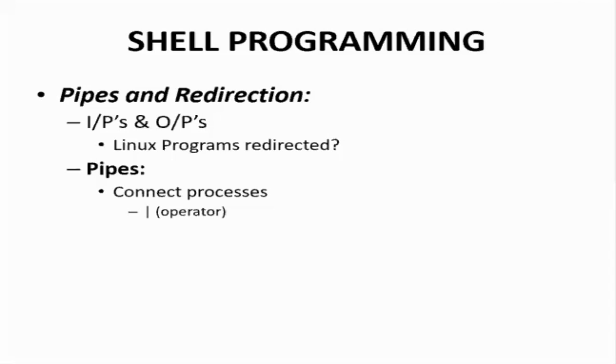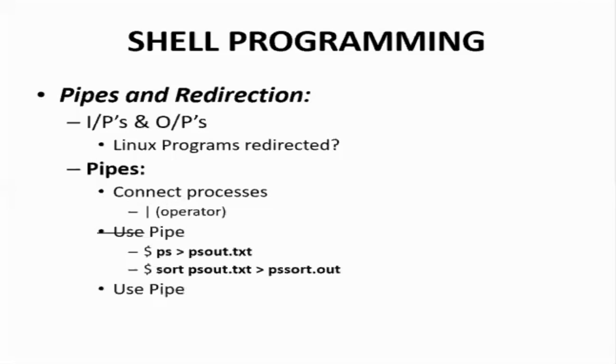That means, I'm going to show you, if I don't use the pipe operator, I need to use these two lines. That is PS greater than some file name, and sort that particular file name greater than some output file name. But if I use pipe, I can change this into a single line. I can change the two lines of code into a single line. I can modify it like this. That is PS pipe operator sort greater than file name.